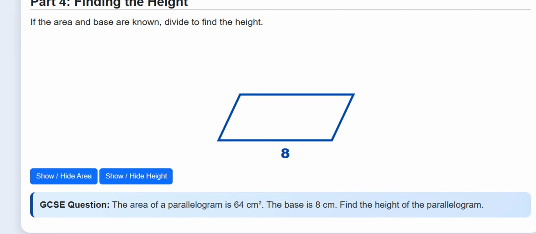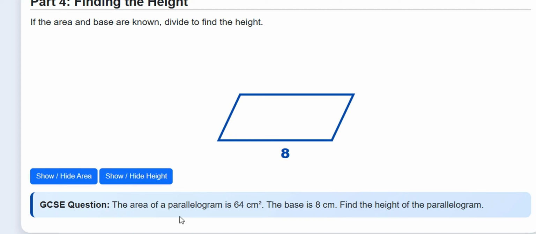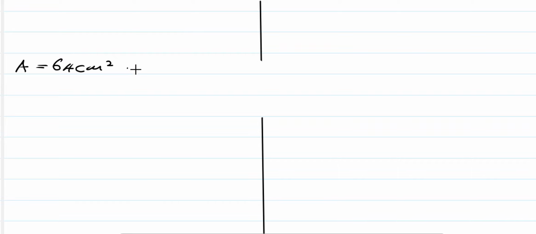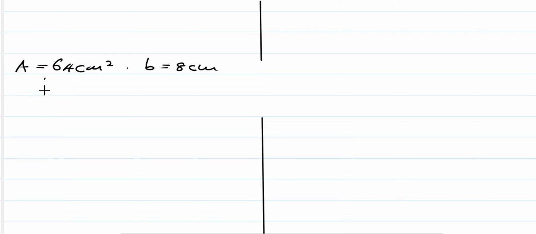Like in this case, we first of all delete my board here. You are told the area of a parallelogram is 64 centimeters squared. So here you already know the area is 64 centimeters squared. Then from there you are told the base is 8 centimeters. So the base B is 8 centimeters. Then the height, we are not given, we are told to find the height of that parallelogram. So we are told now to find the height here.